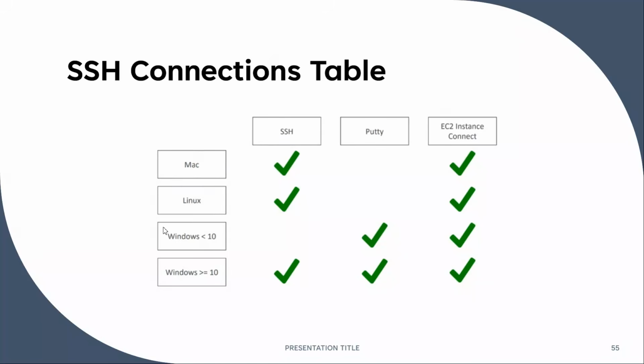But if you are using a Windows machine, there are certain conditions. If your Windows version is less than 10, you can only do SSH using Putty. If you are using Windows 10 or greater, or 11, you can directly do SSH using your PowerShell, and you can also use Putty. In this particular demo, we are going to see how to connect to your EC2 instance using Putty, and later on we are going to see EC2 Instance Connect.